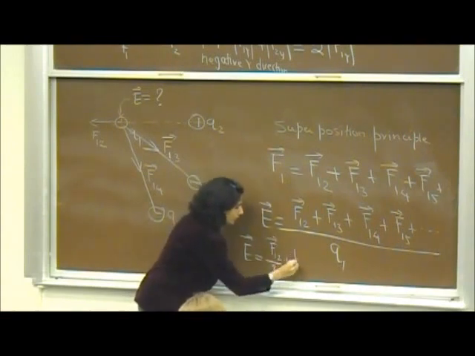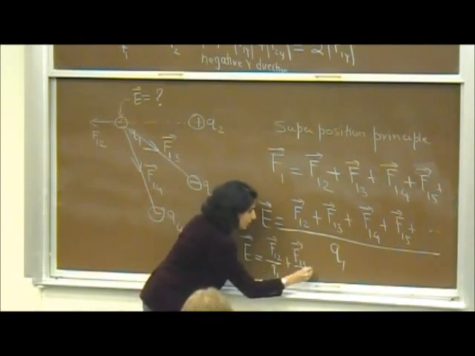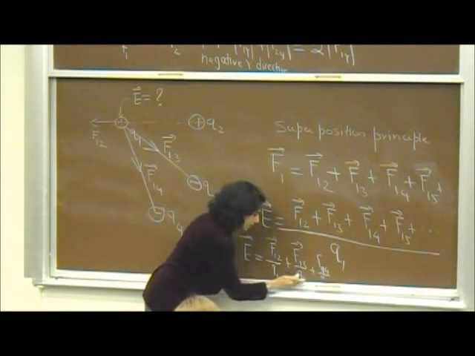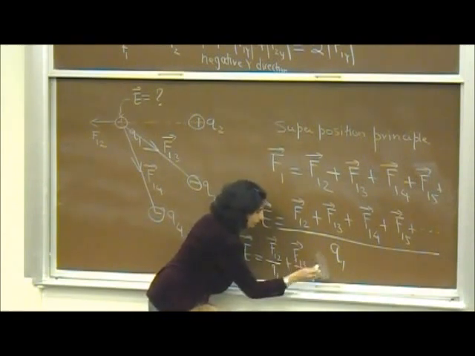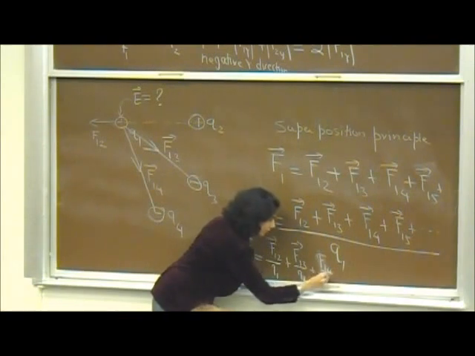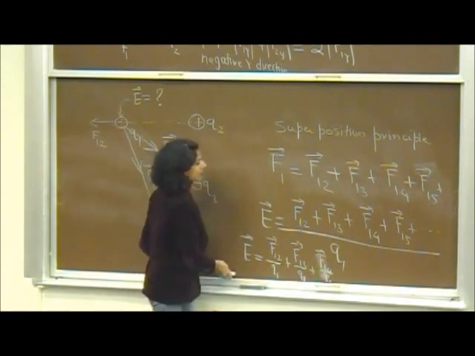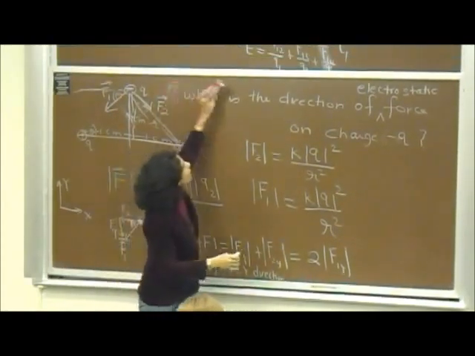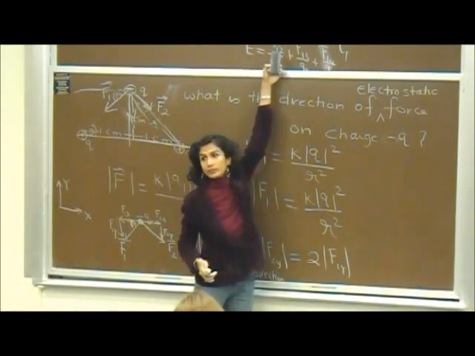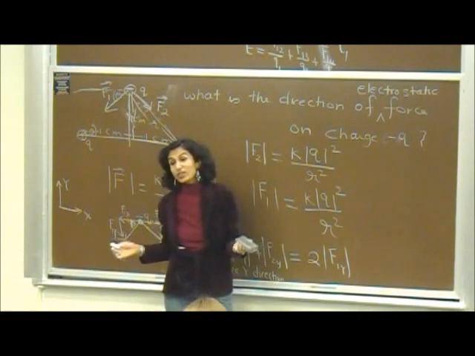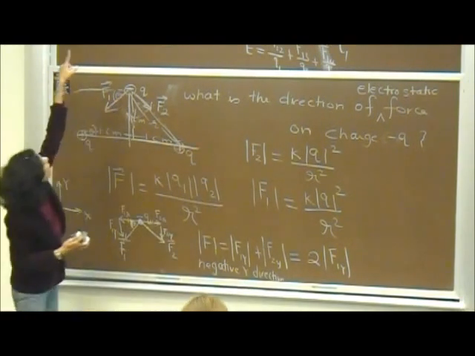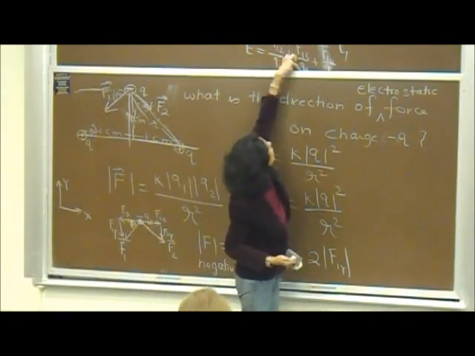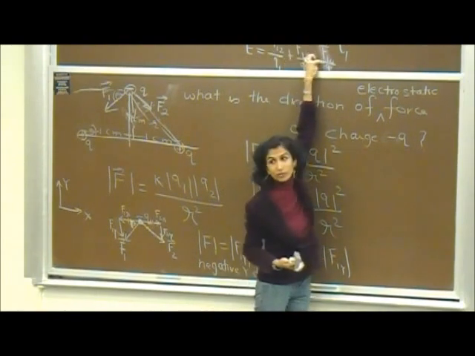Okay. So this is what it is, and that means E can be written as F12 over Q1 plus F13 over Q1 plus F14 over Q1, etc. And what is this? Is everybody seeing that we can call this term, what can we call this term? Can we call it the electric field at the location of charge 1 produced by 2? Then this whole thing can be called E13, this whole thing can be called E14, etc.